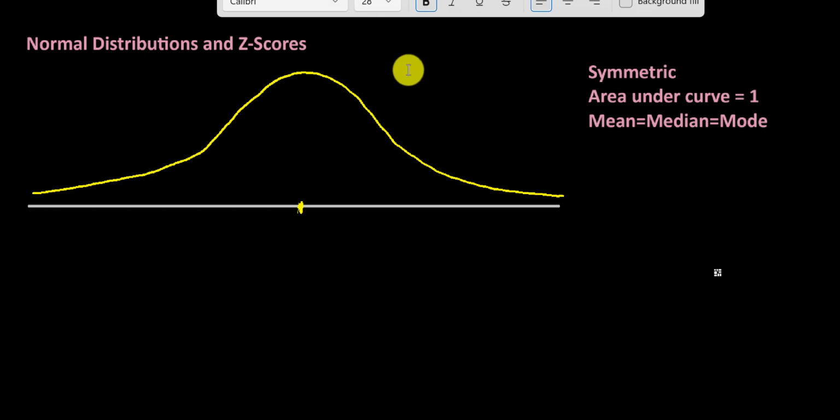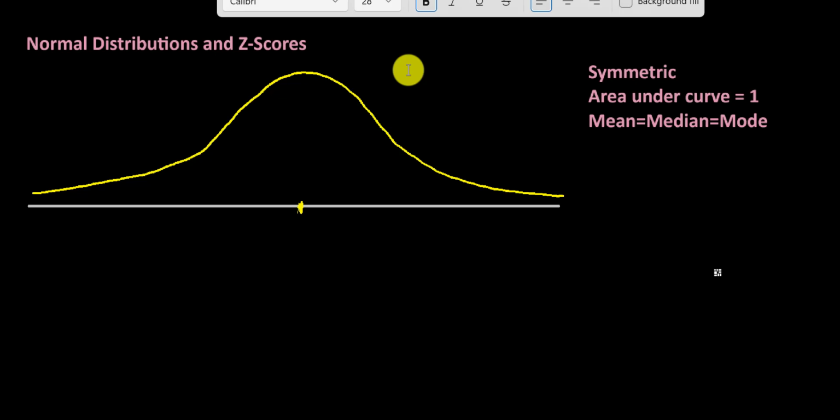The area under this curve equals 1, which is really important when we talk about probability, and the mean equals the median equals the mode. So that's very different than these skewed distributions we have seen previously in our course. But the bottom line is we're looking at a bell-shaped curve.